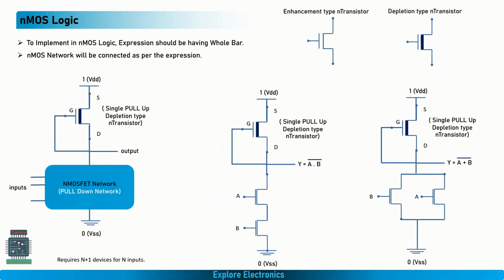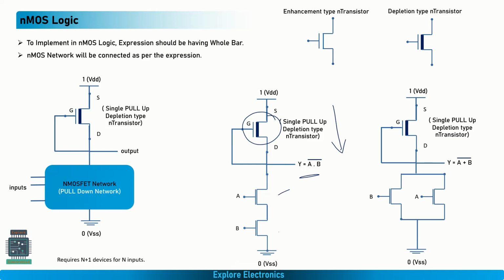If you look at the nMOS logic, the advantage is that for n inputs, for the 2 inputs, we require 2 pull down transistors and 1 pull up transistor. So n plus 1 transistors are sufficient to implement it. So this saves area. The area requirement can be reduced using nMOS logic. But the only thing is, since this transistor is always on, there is a leakage current flowing through and it will always disturb the logic.